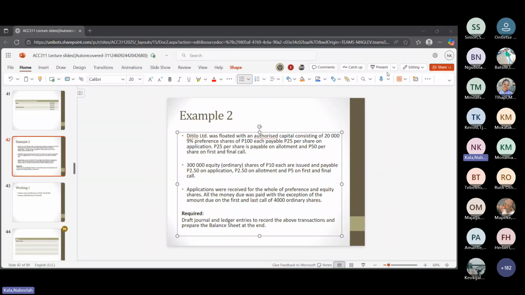Kim, I gave you an assignment. I think I said, can you try to do the first part of the application of preference share and the application of ordinary share? Just do those ledger accounts for those two transactions. One, the preference share on application. Two, the ordinary share on application. So can you kindly just work it out? I will give you something like 5 minutes to do that.